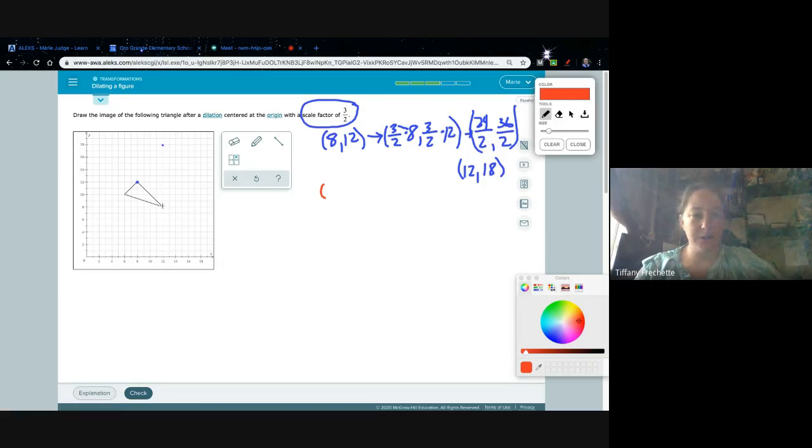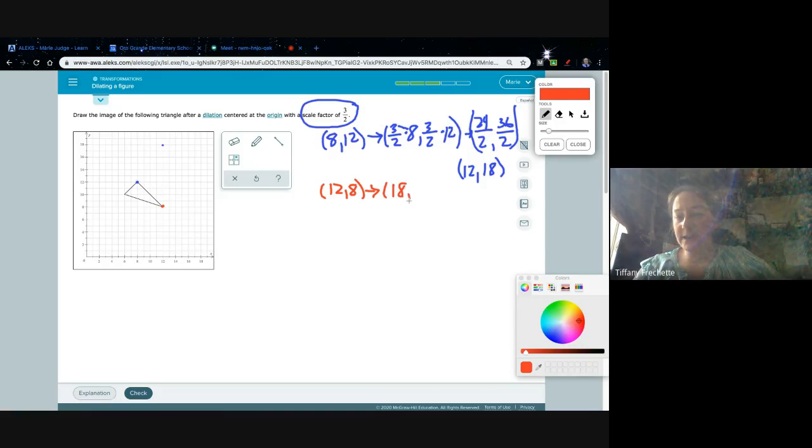So my next point, let's go ahead and go with this one. So we're going to go right 12, and then we're going to go up 8. So 12, 8. Oh, look at that. Do we notice anything? 12 and 8. They're the exact same coordinates. Am I going to get the exact same thing when I multiply by 3 halves? Of course.